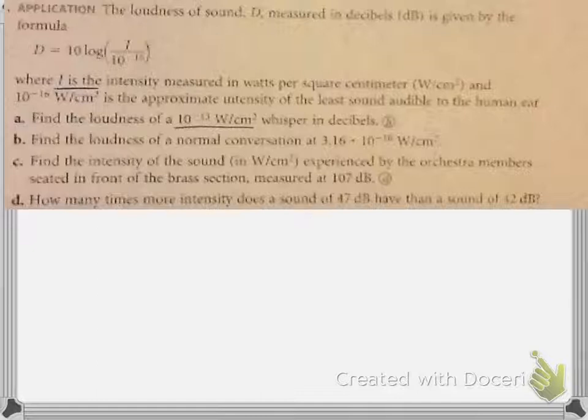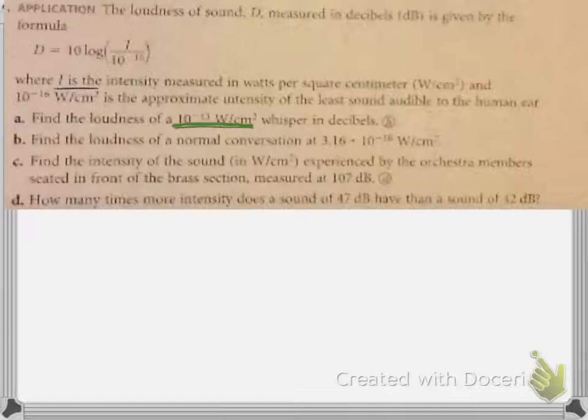Some are going to be straightforward, where we can just plug into a calculator and get a solution, and others are going to be a little bit more involved, where we have to use our definition of log and solve that way. So for A, it says the loudness of 10 to the negative 13 watts per square centimeter. They want us to find the loudness when that's a whisper, in decibels.